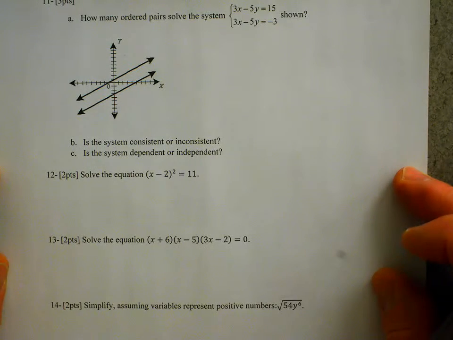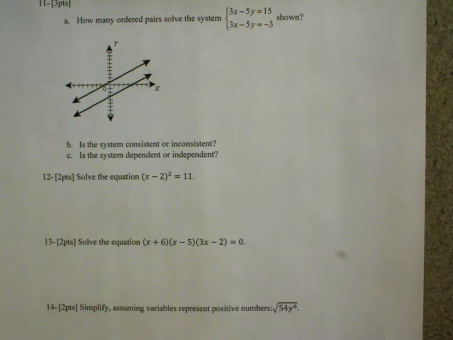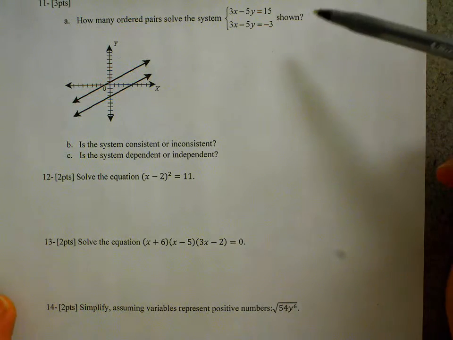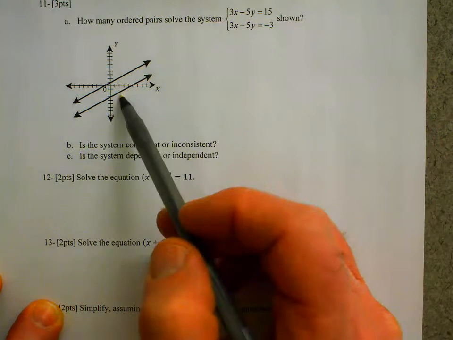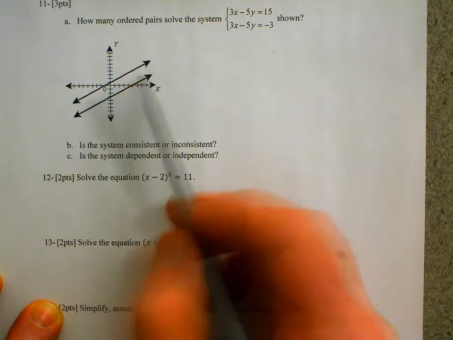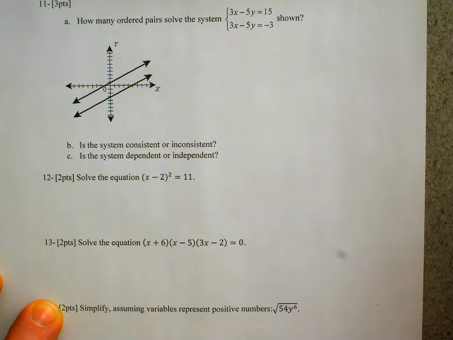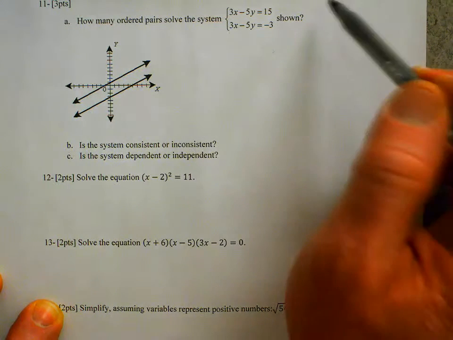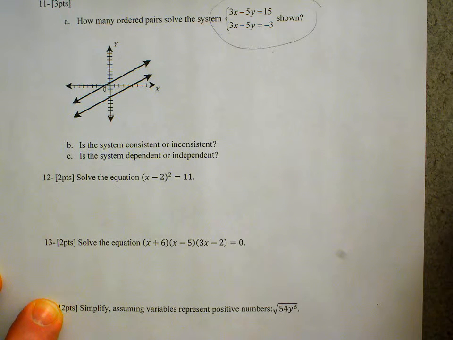The directions ask, how many ordered pairs solve the system? So in this one, the system itself is given, as well as the graph of the two lines in that system. But either way, we should be able to determine what the number of ordered pair solutions are.